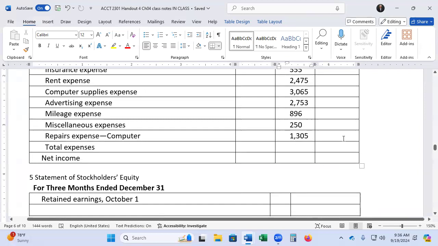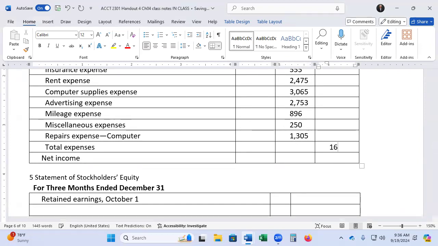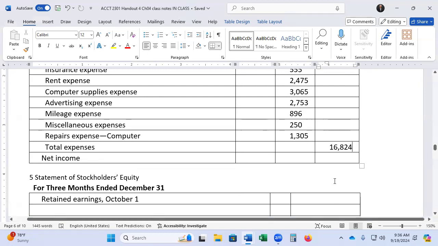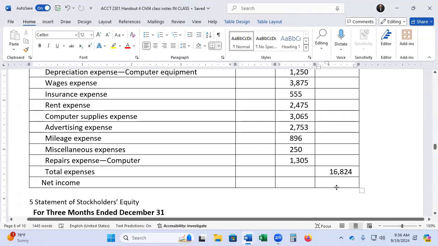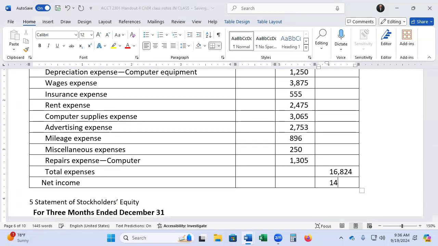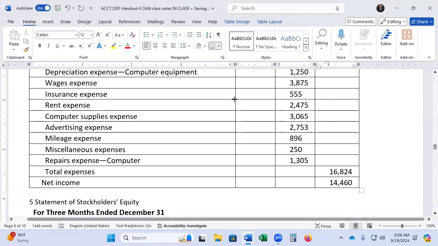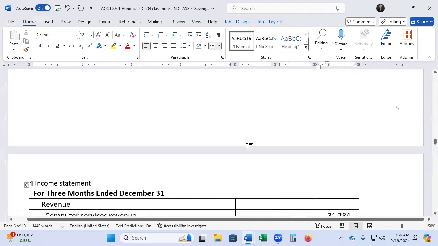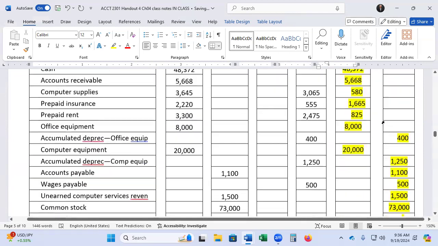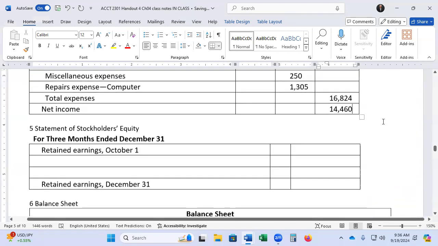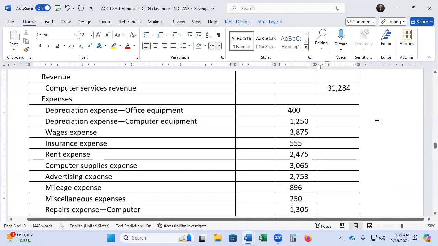Okay, so do we get total expenses? Anybody have a number? And that's also what I got, so good. And so our net income here, the 31,284 minus the 16,824 gives us 14,460. And all I did was take these numbers directly from the adjusted trial balance and input them into the income statement.